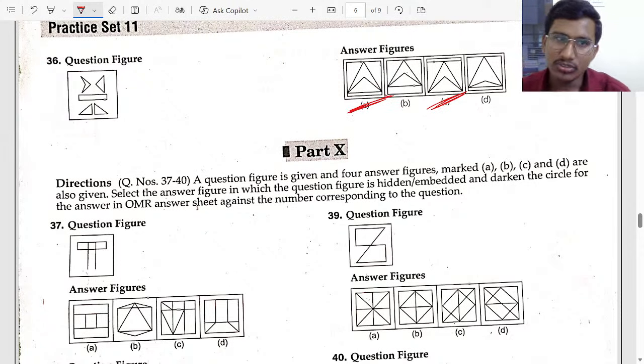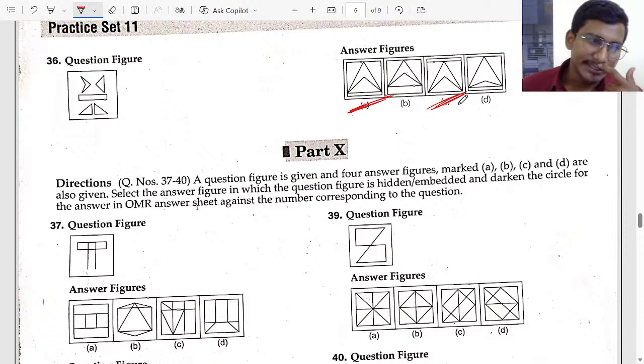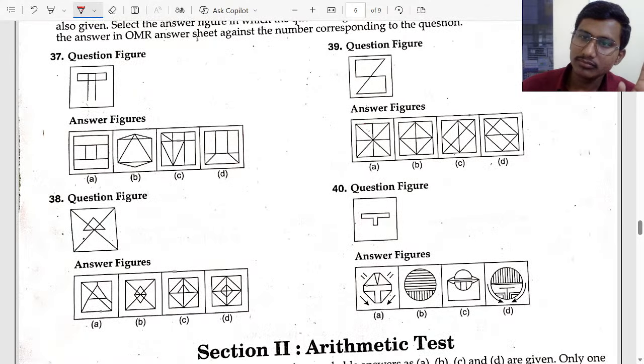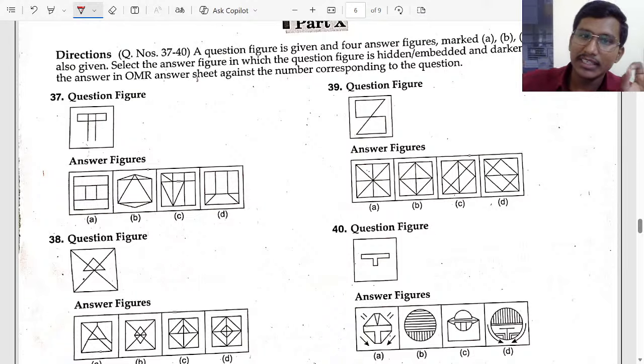Okay, because there is a rectangle here, there are two, one triangle, then one quadrilateral, 4 sides. Here there are 2 triangles, right? So that is why it can be A or C. It can be A or C. Understood? Okay, now let us go to part 10. Part 10 is what? Hidden figures, embedded figure or hidden figure. Okay, embedded or hidden figure.